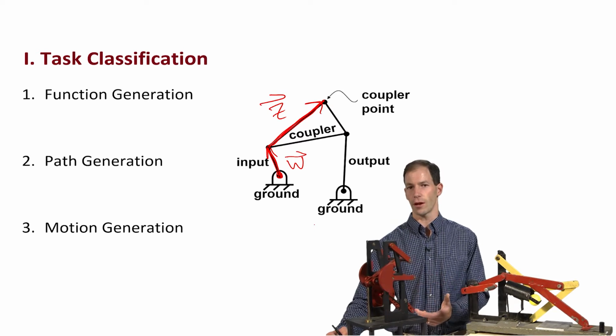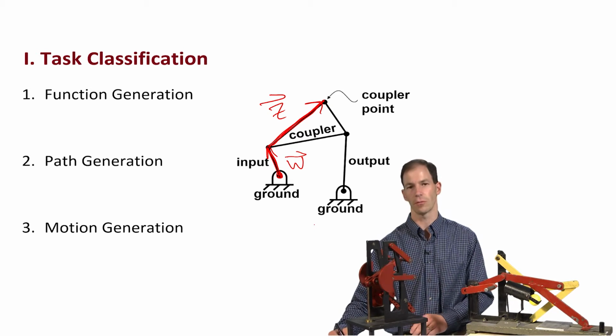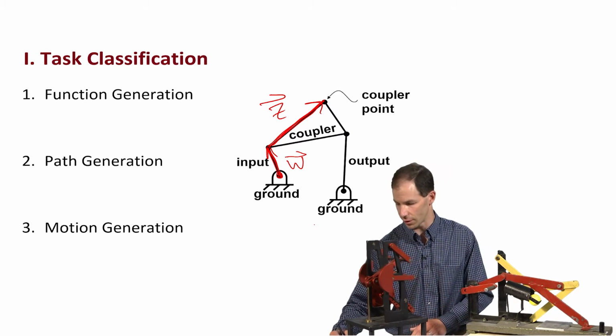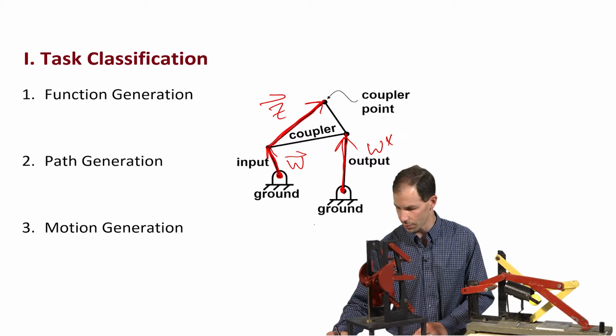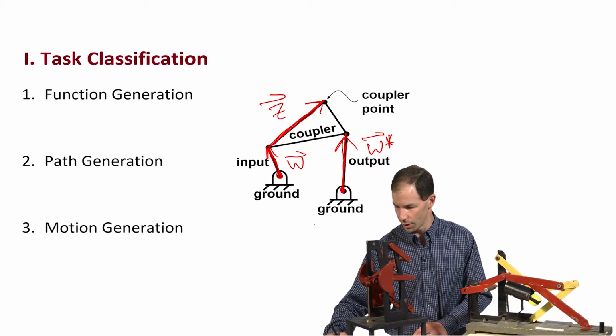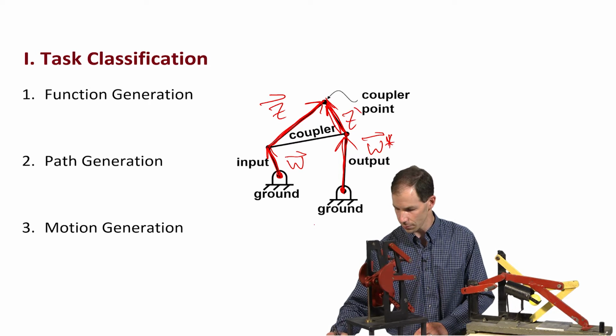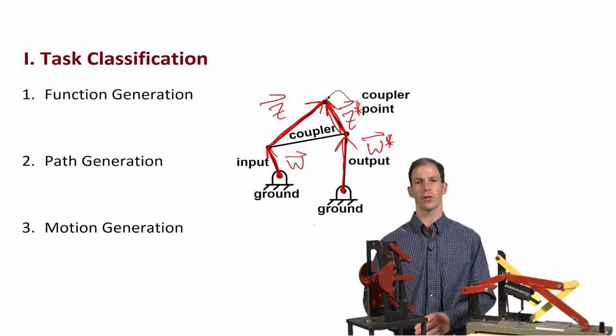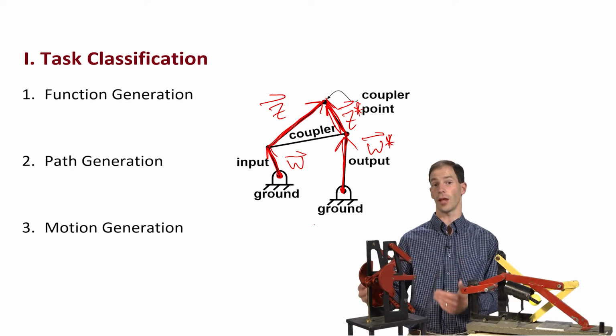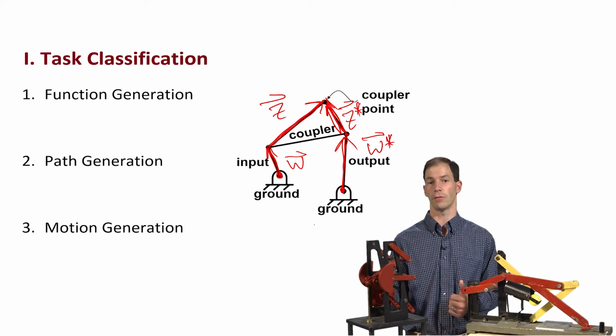Now, not very creatively, for the output side of the mechanism we have the W star and the Z star vectors. So going from the ground pivot on the output side up to that moving pivot, I've got the W star vector. And similarly, from that moving pivot up to the coupler point, I've got the Z star vector. So those are the vectors that I'm going to use to describe the length between the individual pivots.